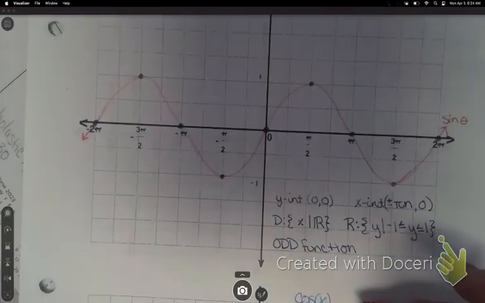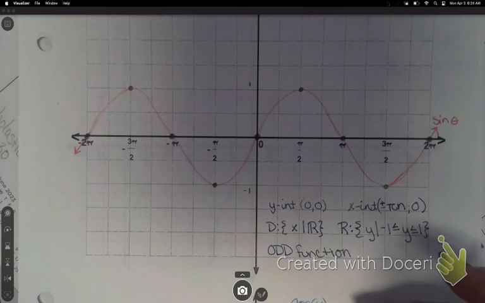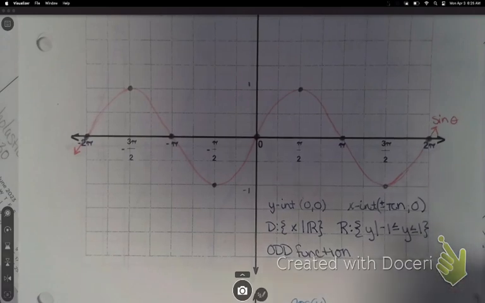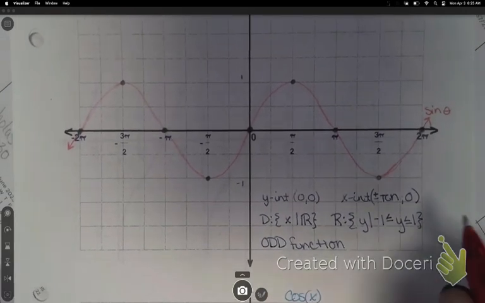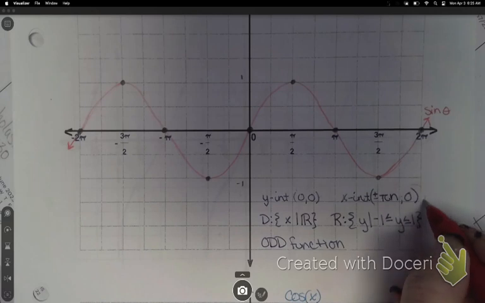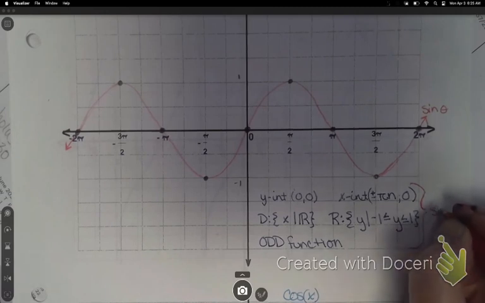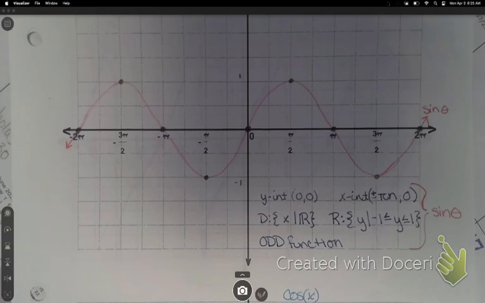Okay, so the first one we worked on was sine. And on the bottom, I did make a mistake. I should have written this stuff in red, but this is all for sine that we've done. I usually try to write it in the same color. Okay, so what is the reciprocal of sine?